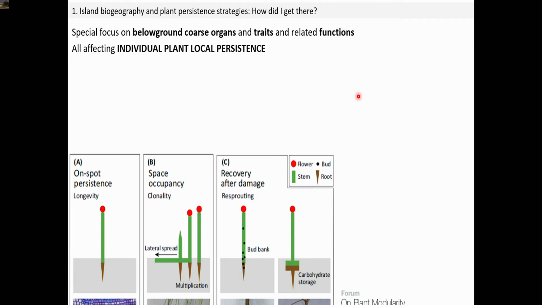And then there is the space occupancy of an individual, let's say a functional individual or a clone, which can be formed by a number of interconnected ramets. How they can spread and multiply in a space can also affect the local persistence. And then, of course, whether or not and how much the plant is able to recover after damage, which can be generated by climate adversities, drought or cold, but also by disturbance, mowing, fire, whatever, and which is tightly related to the availability and protection of bud banks, and also to the availability of carbohydrate storage and different types of carbohydrate storage.